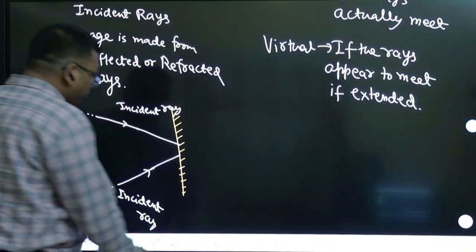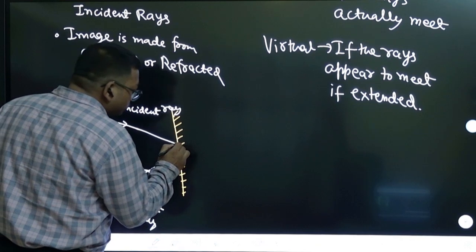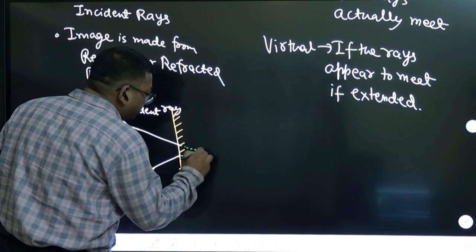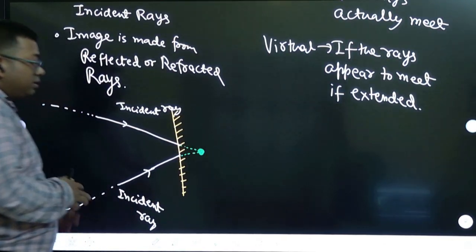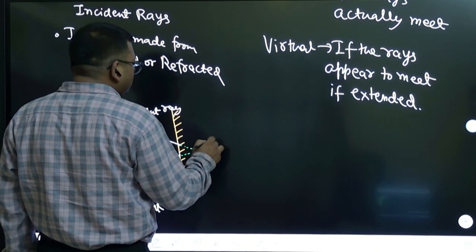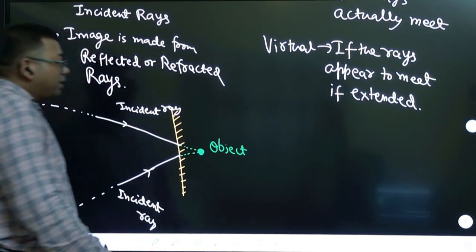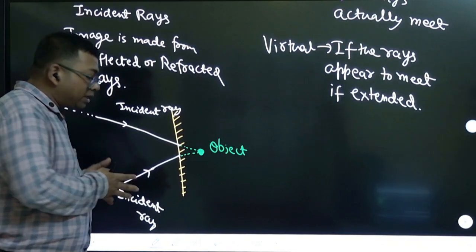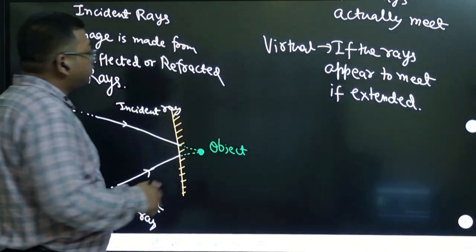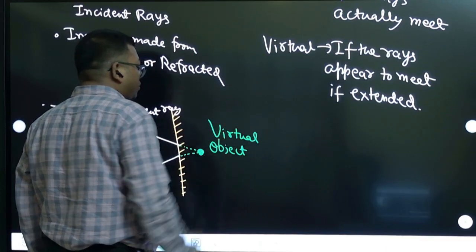But let us say you extend them forward. I am extending it forward. It appears to meet, right? The incident rays you have extended forward, it looks like they are meeting. So this is what is an object. Now tell me what type of object it is. Are the rays actually meeting? No, rays are not meeting actually. So this object is a virtual object. Okay.